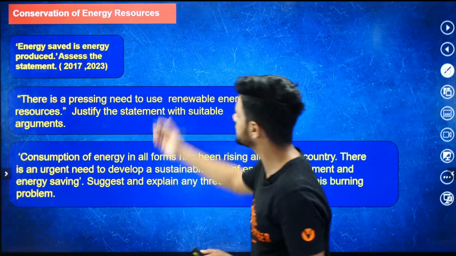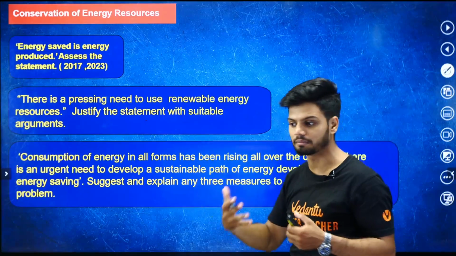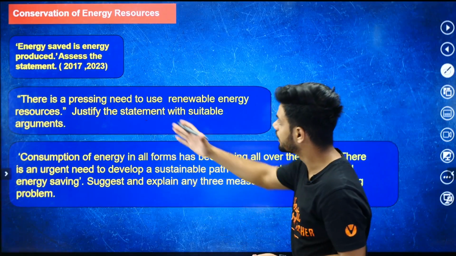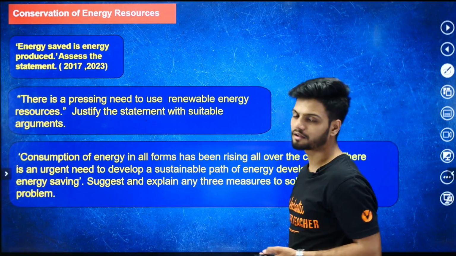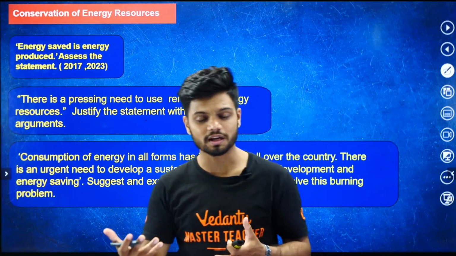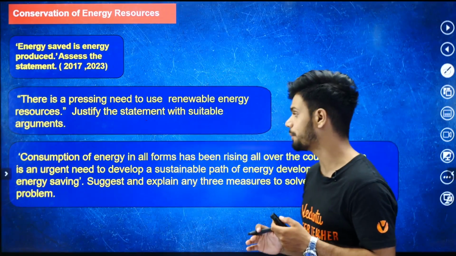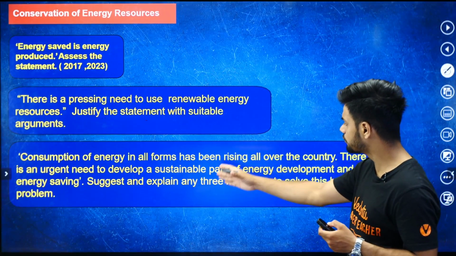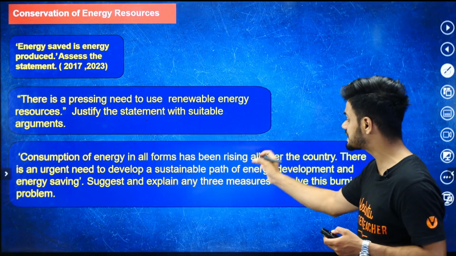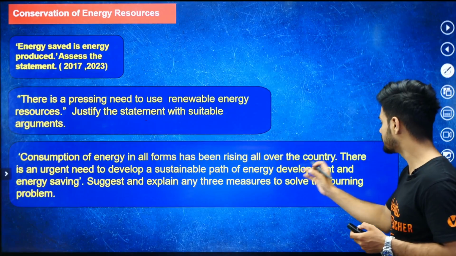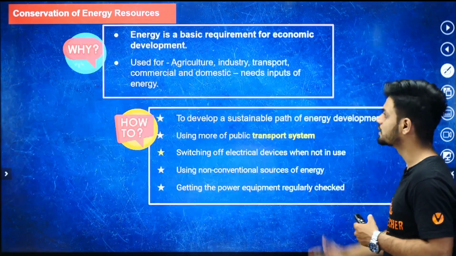Conservation questions. You see, energy saved is energy produced. Assess this statement. Tell them how you need to sustain energy. There is a pressing need to use renewable energy resources. Justify the statement: because non-renewable energy can be exhausted easily; give different examples and write a few points about them. Consumption of energy in all forms has been rising all over the country. There is an urgent need to develop a sustainable path for energy development and energy saving. Just to explain, there are three measures to solve this burning question.